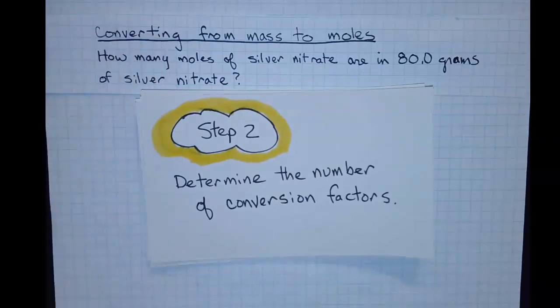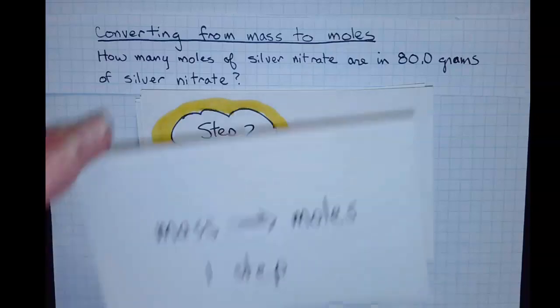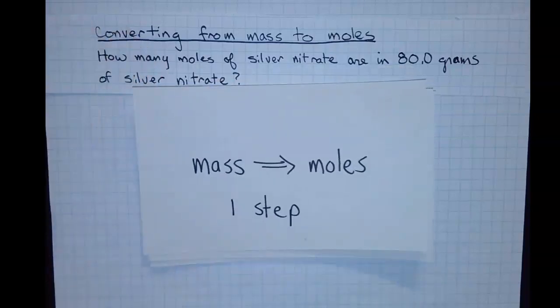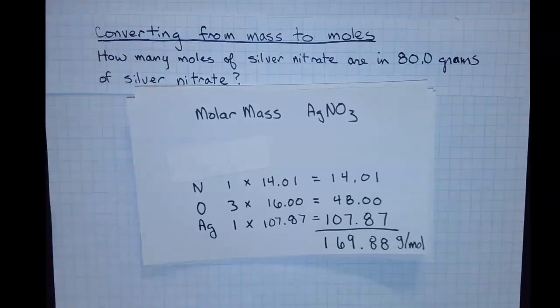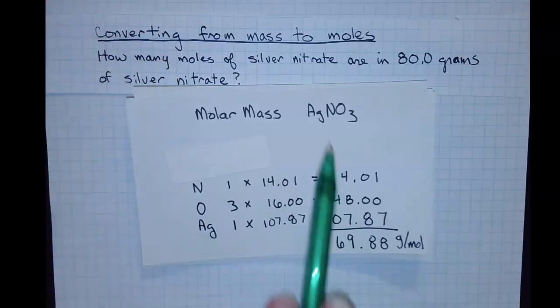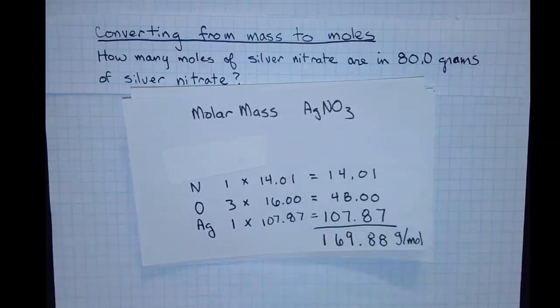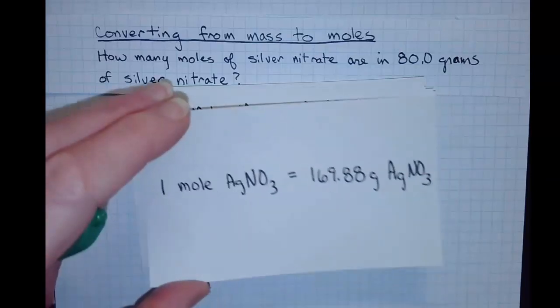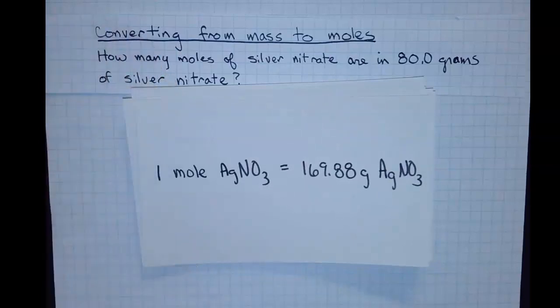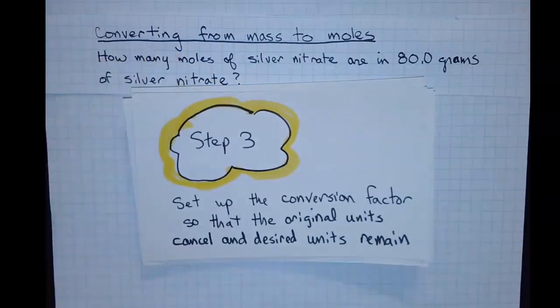We have to determine the number of conversion factors. Anything that we do to moles will be one step. Mass to moles is a one-step conversion factor. First thing we need to do is figure out the conversion factor by determining the molar mass of silver nitrate. We have 1 nitrogen, 3 oxygens, and 1 silver. We look up the molar mass on our conversion table, figure out the contribution from each element, and then add them up. So our conversion factor is 1 mole of silver nitrate is equal to 169.88 grams of silver nitrate.